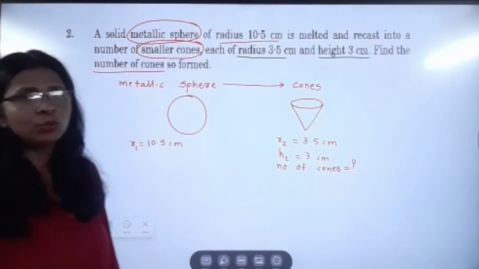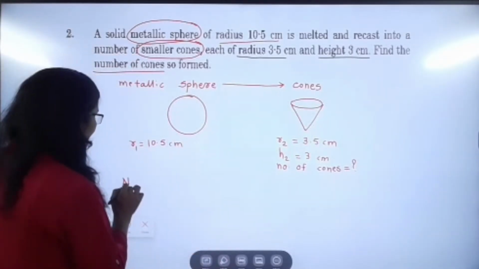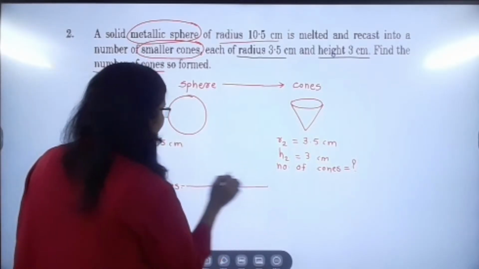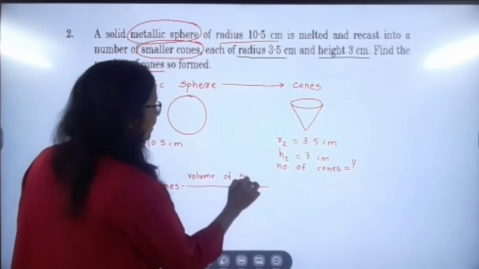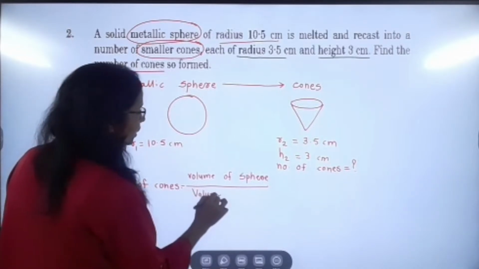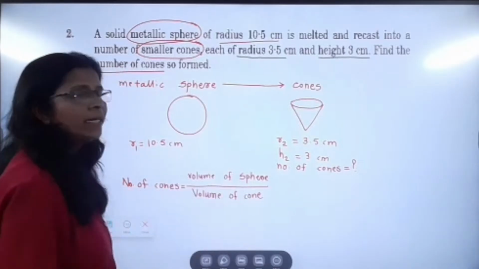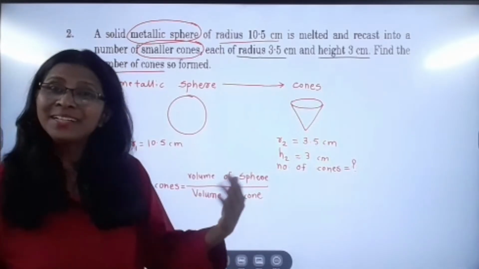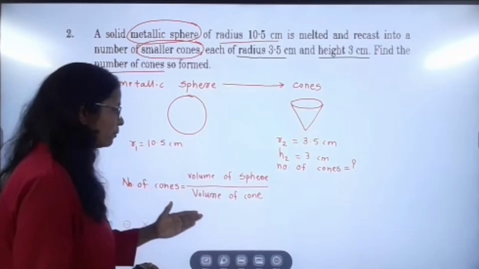Okay, so now here students, there is a formula to find out the number of cones. Number of cones is equal to volume of sphere divided by volume of cone, because the sphere is the biggest one and we have to calculate the smaller cones. So that means volume of sphere divided by volume of cone.